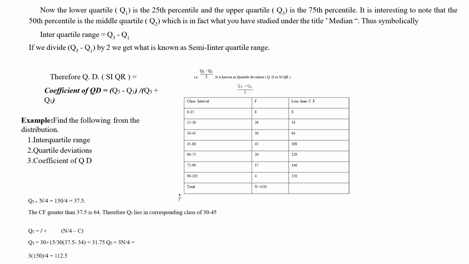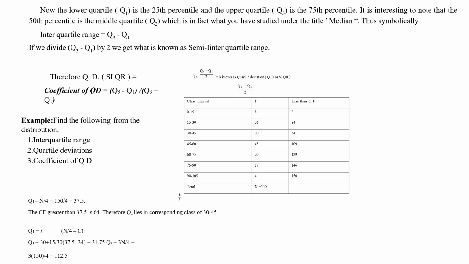Now the lower quartile is the 25th percentile and the upper quartile is the 75th percentile. It is interesting to note that the 50th percentile is the middle quartile, so we can call it the median also. Interquartile range is equal to Q3 minus Q1. If we divide by 2, we get what is known as the semi-interquartile range. Semi means half. So for semi-interquartile, it is Q3 minus Q1 divided by 2.